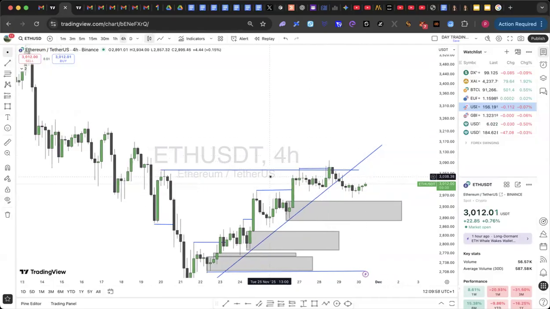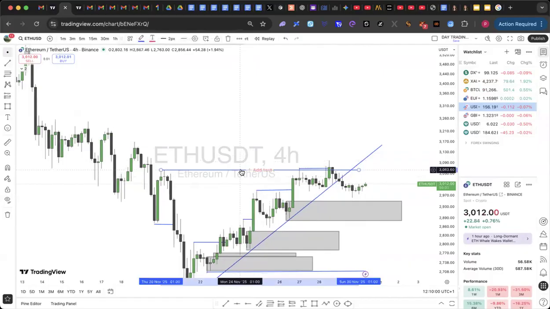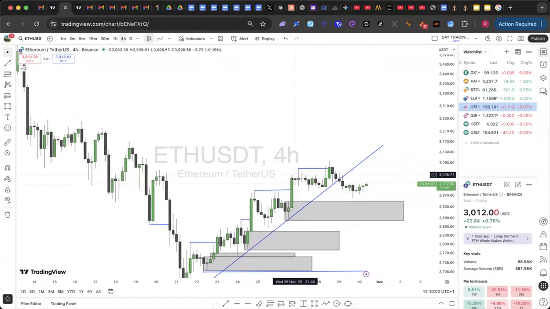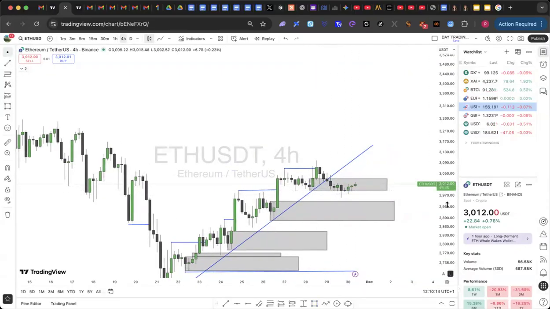Okay. So now pay attention. Now, this is another break of structure. Then we have another block here. Remember, this was not mitigated. So we have another block here. Are you following now? Good, fine.